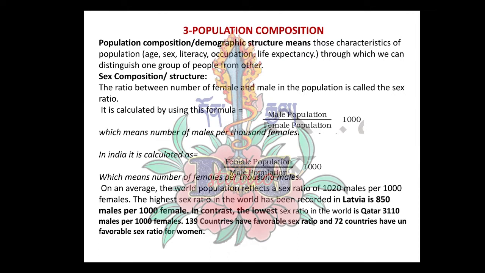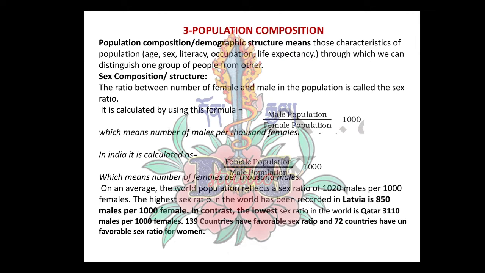In that 1.2 billion population of India, there are different characteristics. It consists of different age groups. It consists of both male and female. It consists of people having different literacy backgrounds, different occupational backgrounds, and different life expectancy rates. With the help of these characteristics we can distinguish one group of people from another.